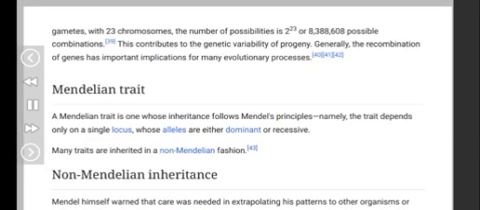For gametes with 23 chromosomes, the number of possibilities is 2^23, or 8,388,608 possible combinations. This contributes to the genetic variability of progeny. Additionally, the recombination of genes has important implications for many evolutionary processes.